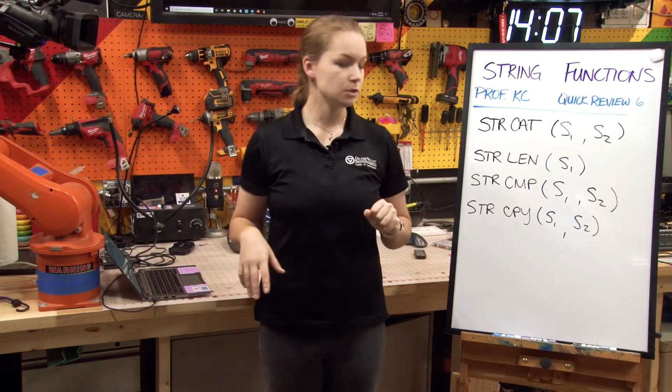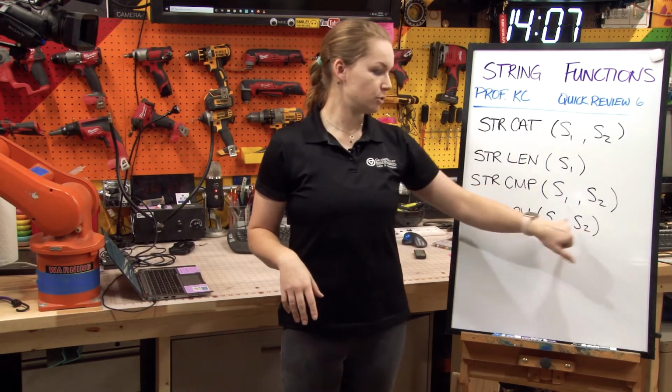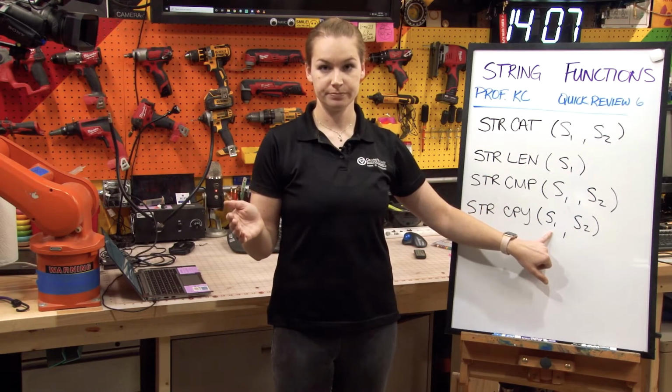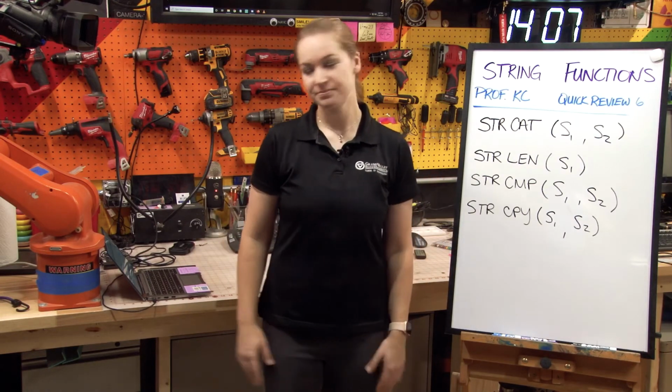And lastly, we'll look at string copy. This again takes S2 and copies it into string 1. It erases anything that's there already. All right, let's dive into a program and see what it looks like in code blocks.